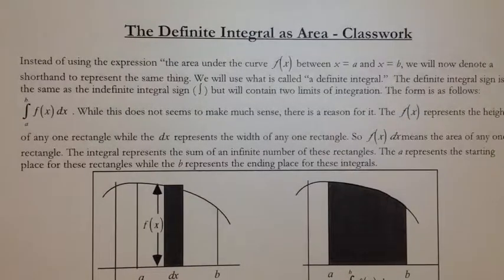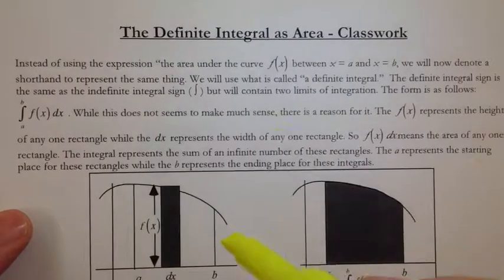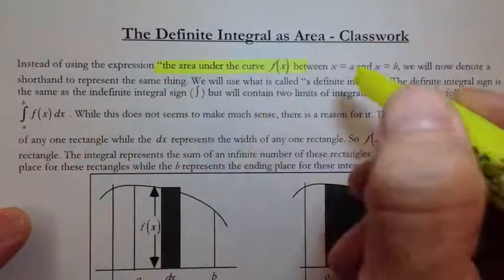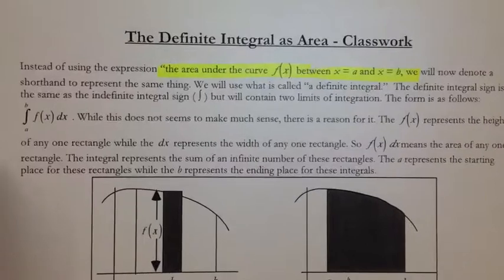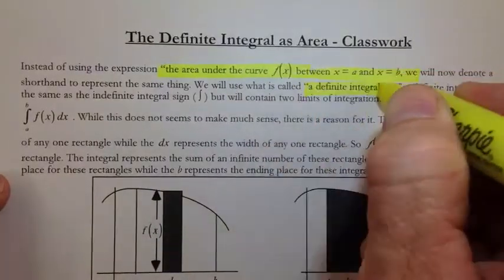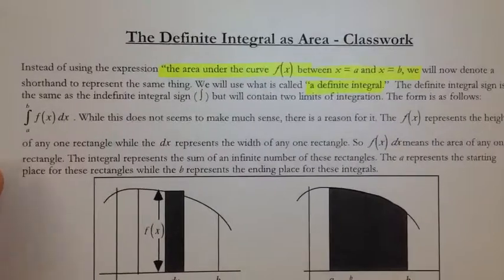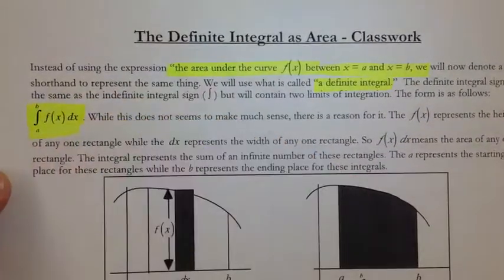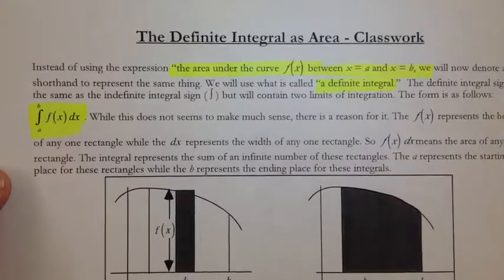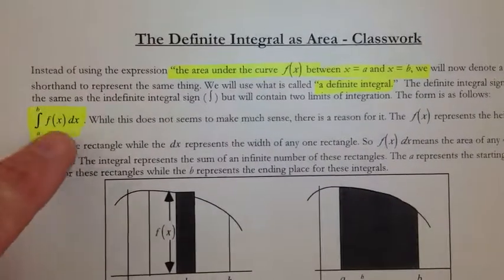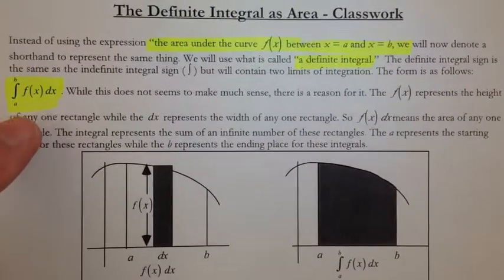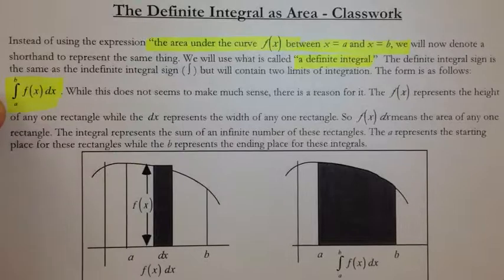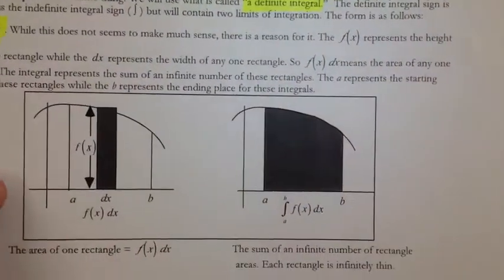Okay, so we're going to be talking about the definite integral like we talked about in class. Instead of using the expression "the area under the curve f of x between x equals a and x equals b," we're going to use what we call the definite integral. As I showed you in class, that's what the definite integral looks like. Just to remind you, this notation means the area between the curve and the x-axis on the interval from a to b, just like we see here.